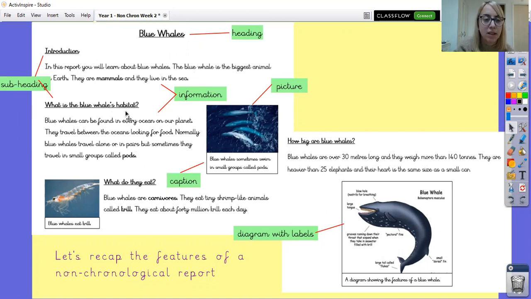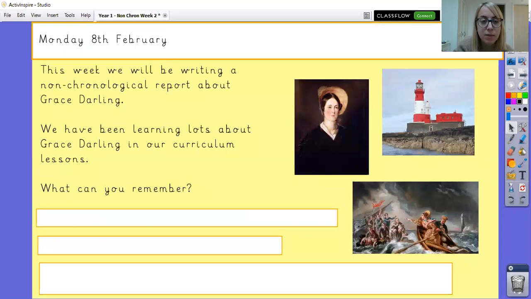So what is the blue whale's habitat? In this section I will find out information about that. We also have pictures, and underneath a picture is a caption, so a sentence or two explaining what that picture is. And of course we have diagrams with labels. Well done, year ones.